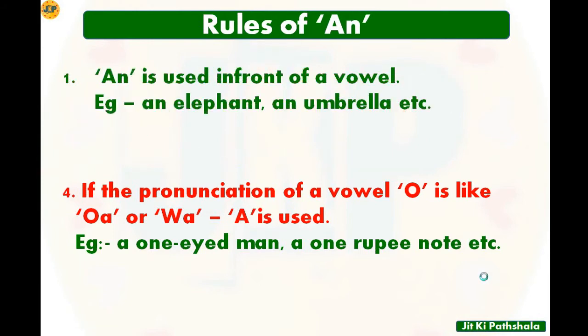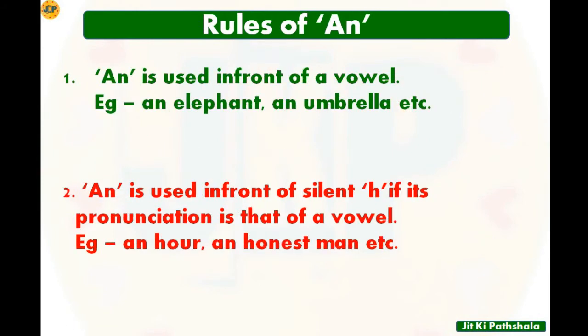Now let's see the rules of an here. Number 1. An is used in front of a vowel. This is a very simple rule that we should remember, that an is used in front of a word that starts with a vowel. But just remember, if the pronunciation is like U, then we do not use an, we use a. For example, an elephant, an umbrella.